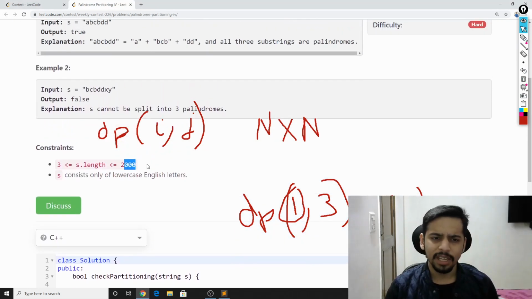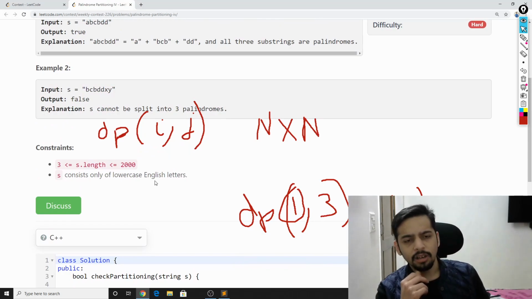So I would not be coding this up. Yeah, it's n square. I'll not be coding this up, but you get the idea.